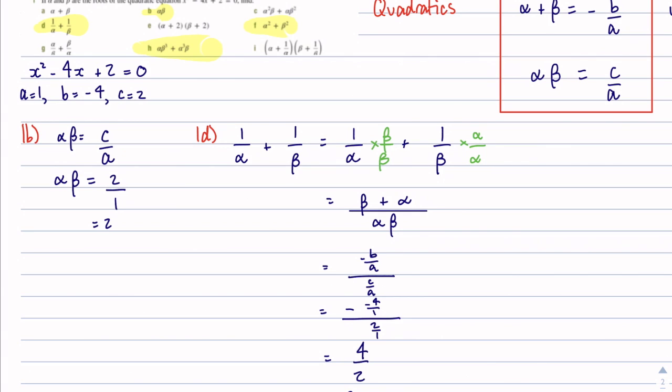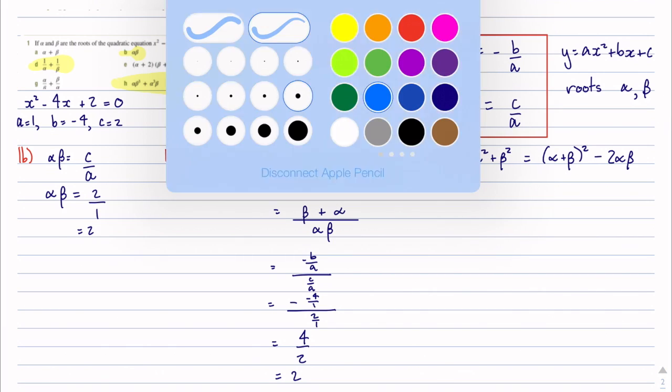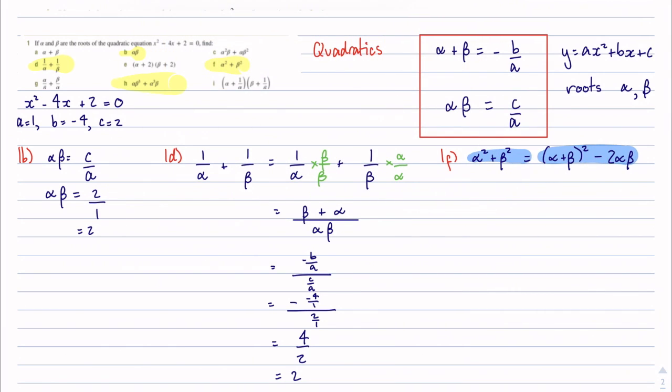Okay, now if we have a look at f, I'm going to do something funky here. If I want alpha squared plus beta squared, I don't actually know alpha squared plus beta squared, but I know that's the same as alpha plus beta squared minus 2 alpha beta. That's a very handy thing to keep up your sleeve. I highly recommend that you write that on a piece of paper and put it on your wall or something like that. It saves a lot of time.